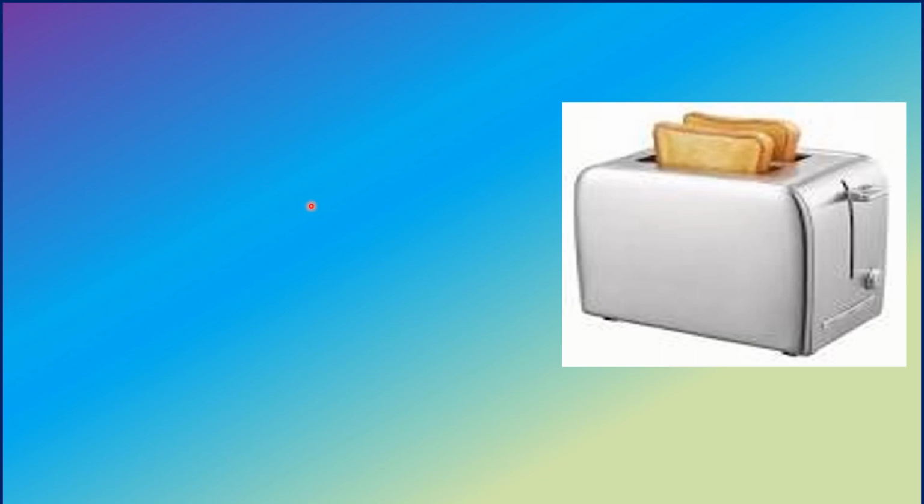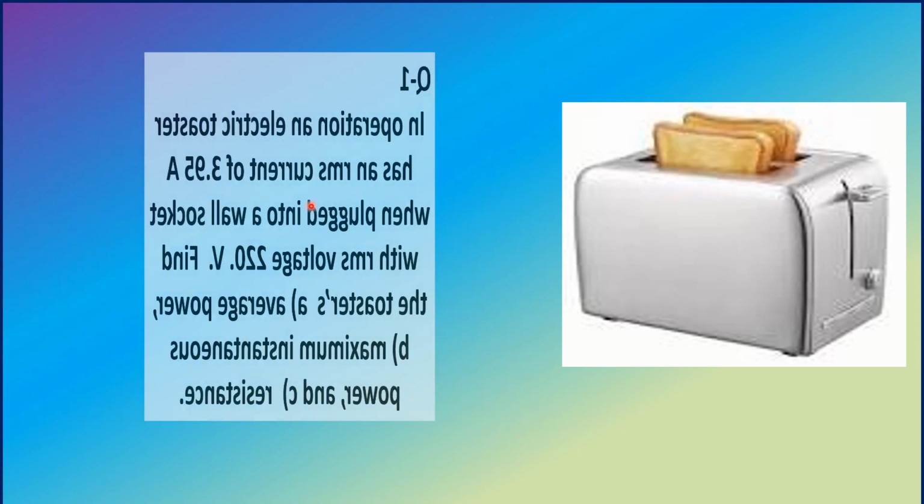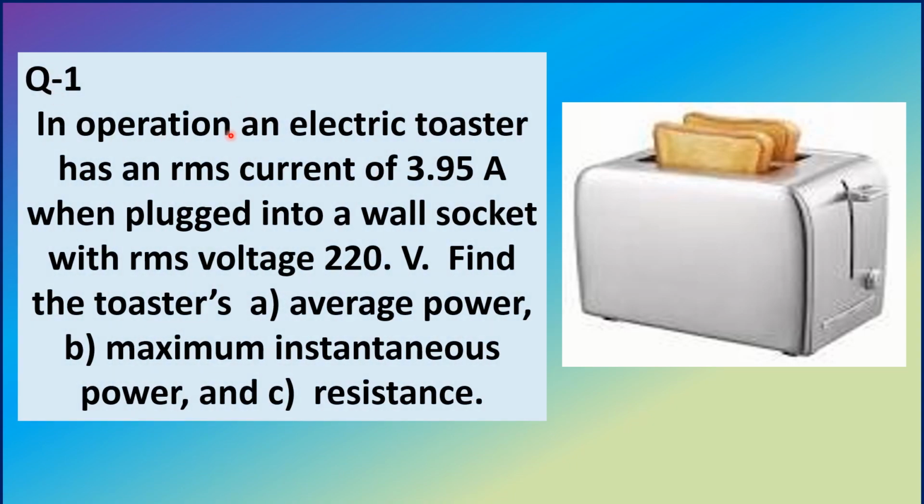For our question number 1, in operation, an electric toaster has an RMS current of 3.95 amperes when plugged into a wall socket with RMS voltage 220 volts. Question: find the toaster's letter A, average power, letter B, maximum instantaneous power, and letter C, resistance.